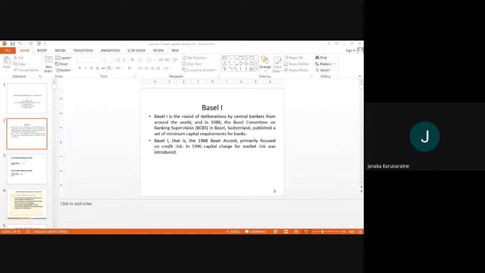Right? Okay. So as I already mentioned, pillar 1 determines the minimum level of capital a bank should hold as a buffer for those levels, right?